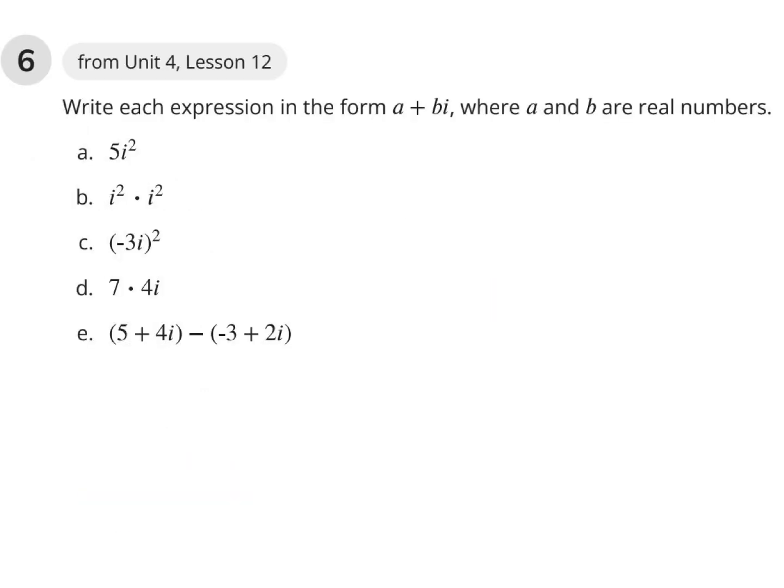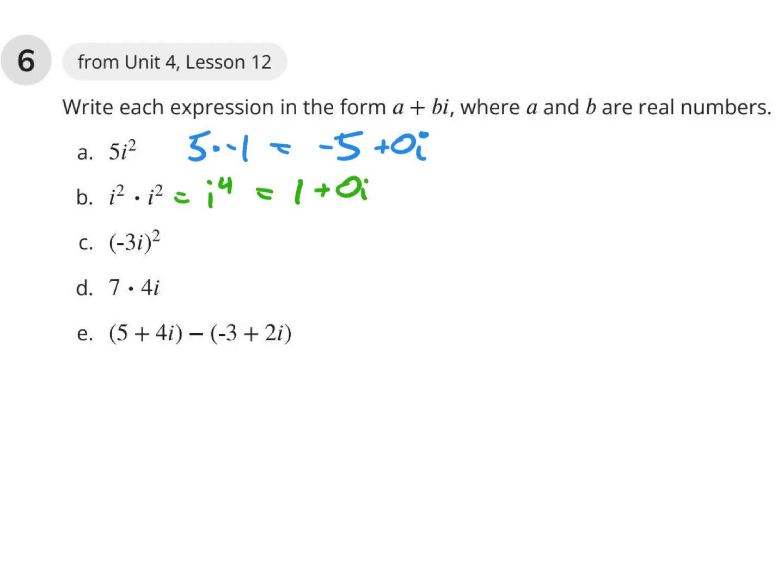Okay, so let's solve number 6. 5i squared. We know that i squared is negative 1. So this becomes 5 times negative 1, which is negative 5 plus 0i, if you write it as a complex number. B. i squared times i squared. When you multiply the base, add the exponents. So this becomes i to the 4th. i to the 4th is just 1 plus 0i.